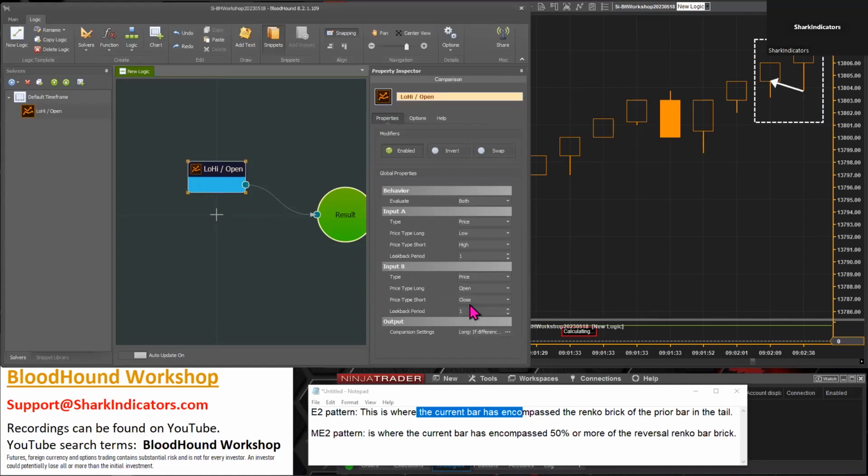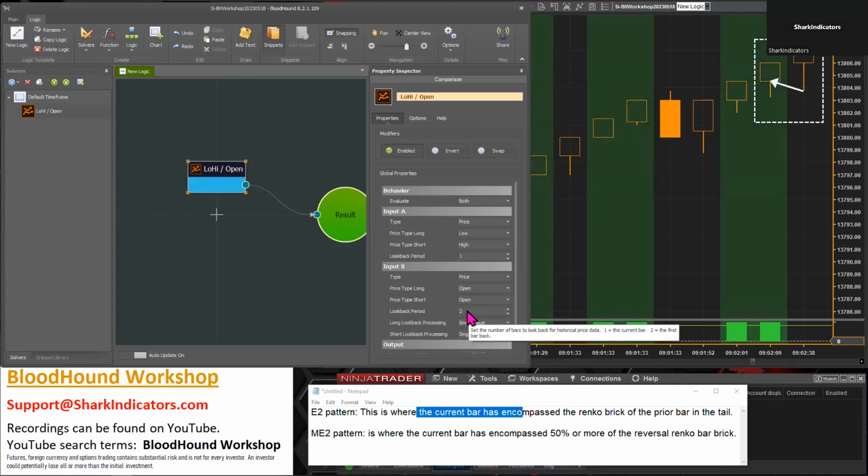So let's switch this over to open. Switch the short signal over to open. And so now for input B, that's the open of the previous bar. So that means the look back period needs to be incremented up to 2.